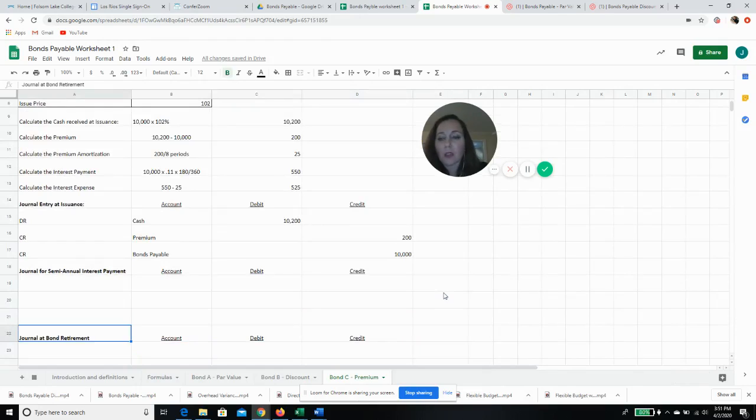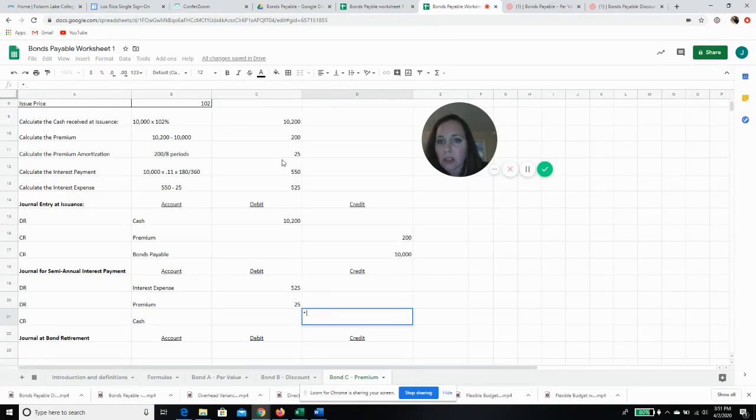All right, let's book the journal for our semi-annual interest payment. We're going to start by debiting interest expense, and we said that was $525. We are going to debit the premium for the amortization. Remember, we're debiting it because we originally credited it, and we want to reduce that premium down to zero by debiting it for $25 each period. Then we are going to credit cash, because when we make our interest payment, we do need to pay cash. We said our interest payment was $550. Debits are $550, credits of $550, and we are happy accountants.